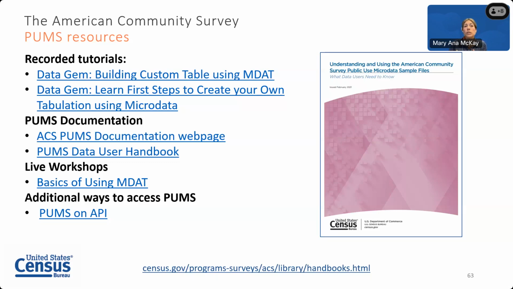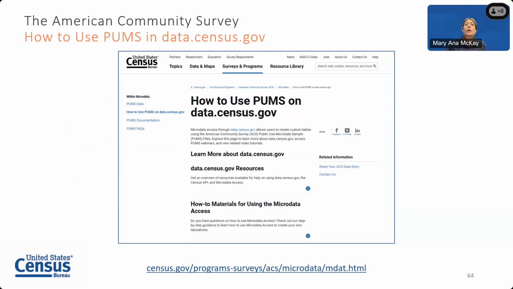It's understanding and using American Community Survey public use microdata sample files, what data users need to know. And this is part of a series of data user handbooks on our website. We have versions of this handbook for general data users, state and local governments, businesses, and more. So all of our handbooks can be found at the link listed below. I want to point out a few specific resources for you to bookmark as you are continuing or beginning your PUMS journey. So we have gathered several materials to creating custom tables in data.census.gov, and some of these include step-by-step guides created by our developers and subject matter experts.